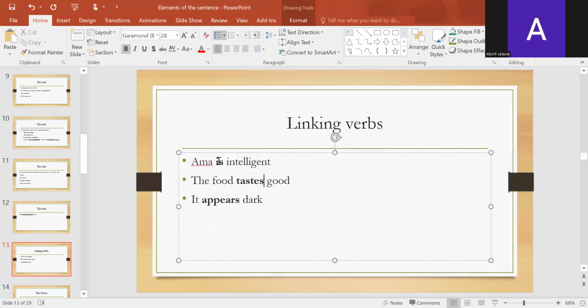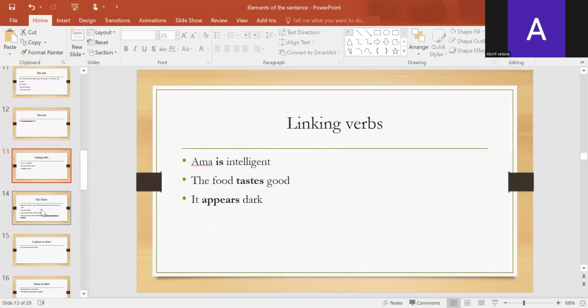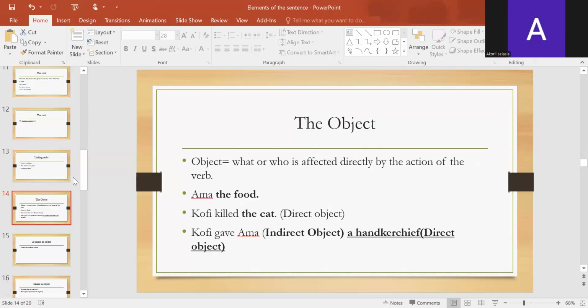So you can see that this category of verbs, which behave like the verb be, can be replaced by maybe is or was or were. They don't actually show action. They show a relationship between the noun on the left-hand side and what follows the verb. Ama is intelligent, so this adjective is used to associate, is connecting Ama. The food is good. It appears dark. It is dark. So when you see this category of verbs, then what follows them cannot be an object, but a complement. I'll explain this further, please. So those are linking verbs.